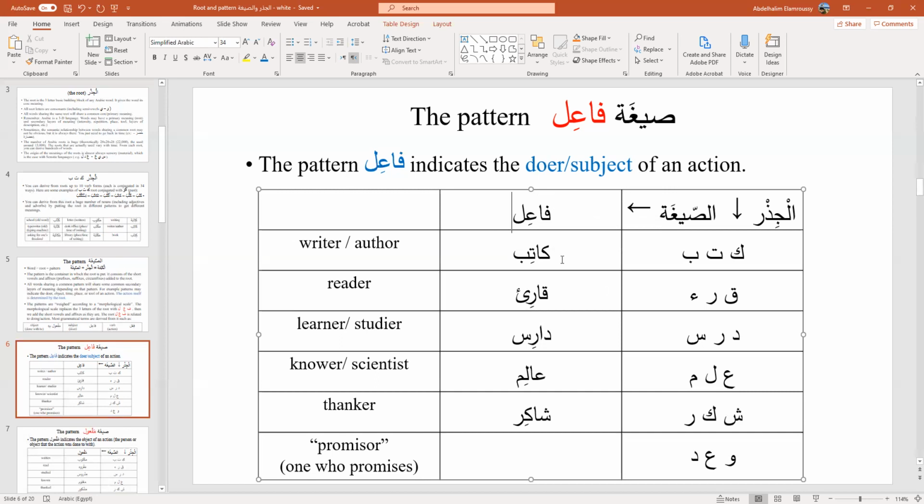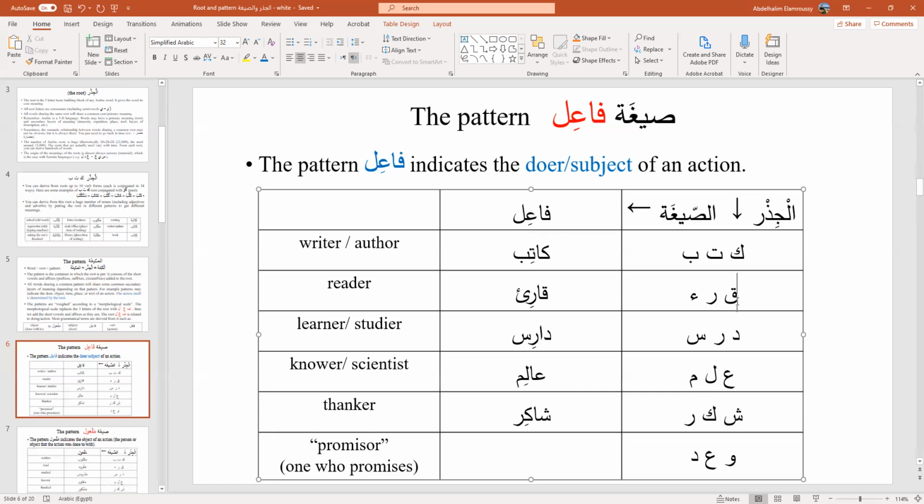And then the second step, you add everything else as it is. So the alif will go exactly where it was. The kasra below the ayn will go in the same spot, below the second letter of the root. Okay, let's take another example.